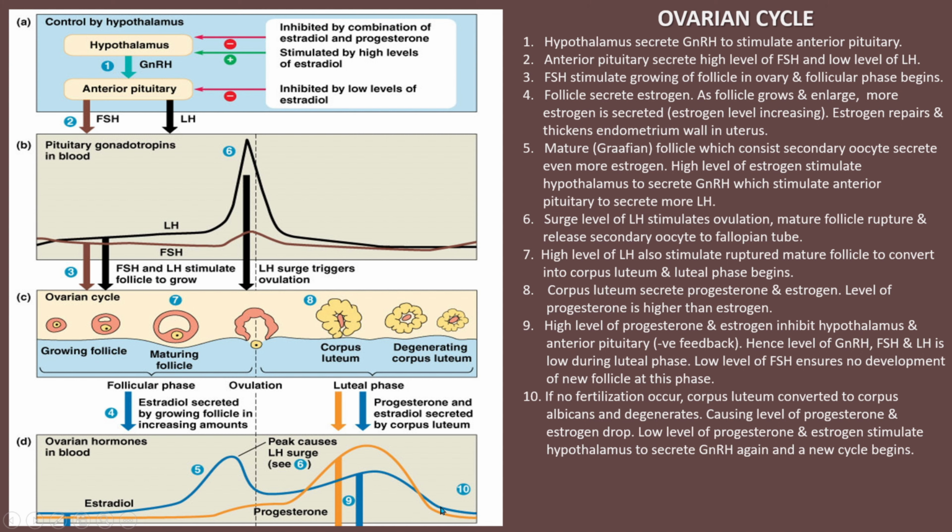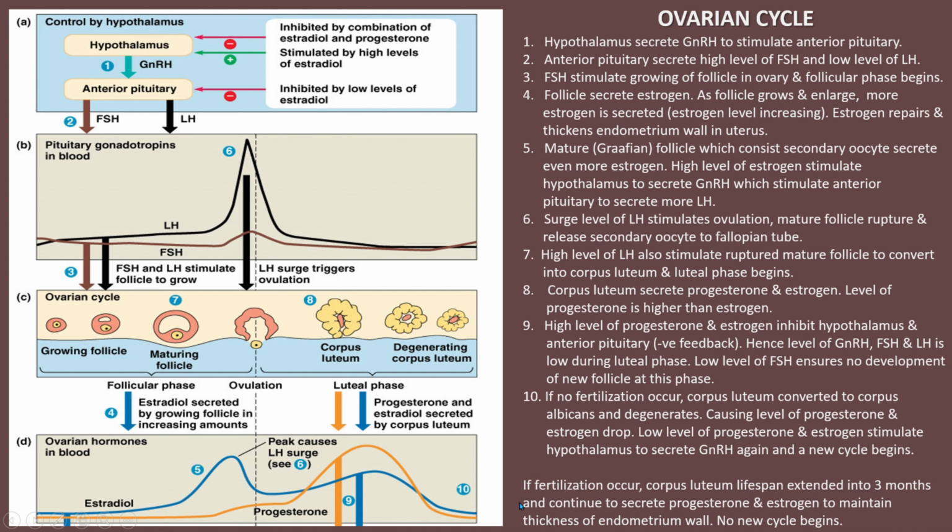So, what happens in the ovarian cycle if fertilization of secondary oocyte occurs in the fallopian tube? If fertilization occurs, corpus luteum lifespan is extended to 3 months and continues to secrete progesterone and estrogen to maintain thickness of endometrium wall. Hence, no new cycle will begin.